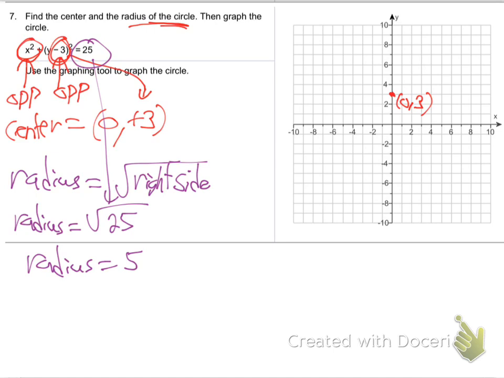What is the radius? The radius of a circle is how far from the center to the edge, anywhere. So from the center, the radius is 5, so I'm going to go up 1, 2, 3, 4, 5. There's the edge. Go down 1, 2, 3, 4, 5. There's the edge. Go right 1, 2, 3, 4, 5. There's the edge. Go left 1, 2, 3, 4, 5. You go 5 in any direction. There is the circle. We just graphed the circle on that.